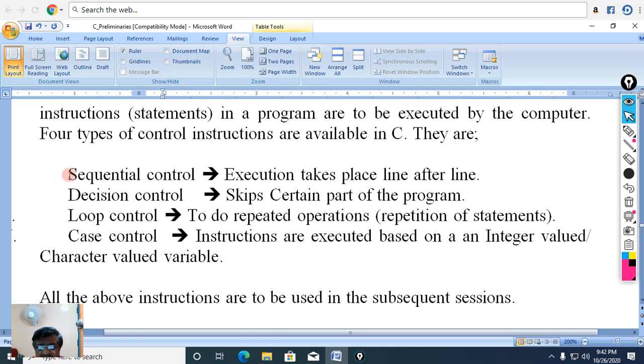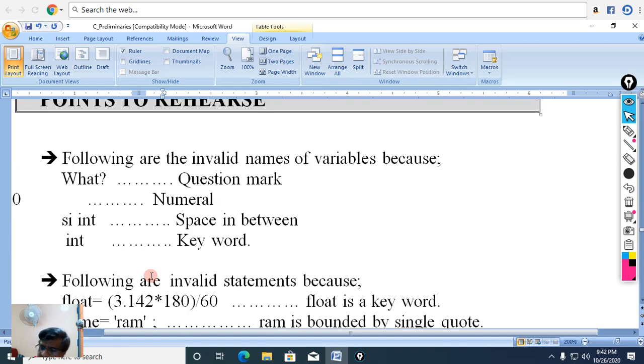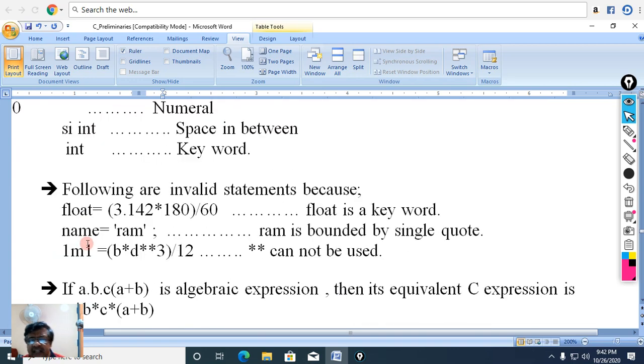Of course, this tutorial has no intent to deliberate on these kinds of statements, but as an introduction, these things are mentioned. There are some points to be remembered as basic fundamentals of C. The following are invalid names of variables, because what? It cannot be a variable because there is a question mark over here. And 0 cannot be used for naming a variable because it is a numeral. SINT has a gap here. INT is a keyword, a reserved word. We cannot use that.